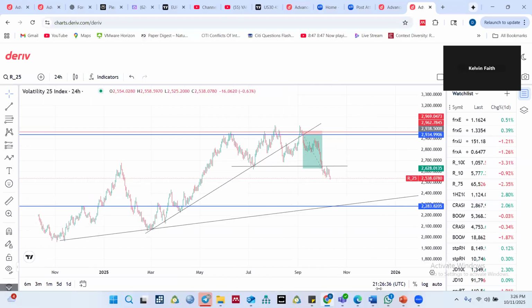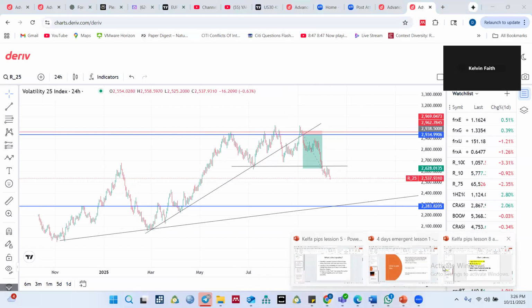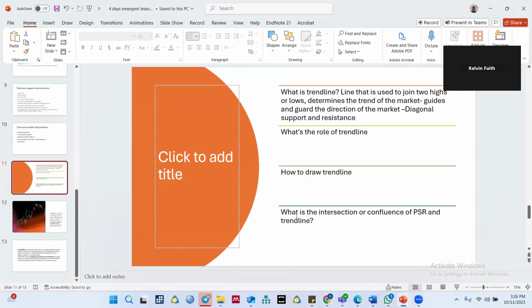So the purpose today is to show us what will happen when there is confluence between PSL and the trend line. And we have proved that with the V25 index on a backtest. So just keep doing research on the pairs. You can use the 4-hour, 1-hour, or daily time frame. Just make sure you get it right. All the conditions are met, and then you will have a powerful setup.